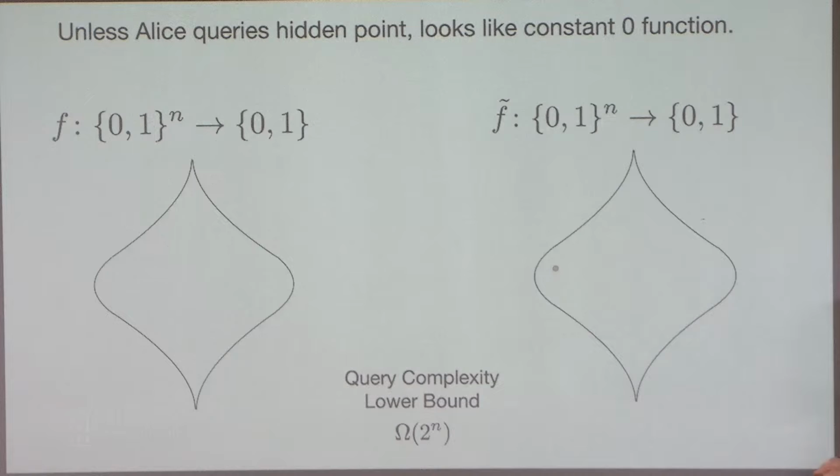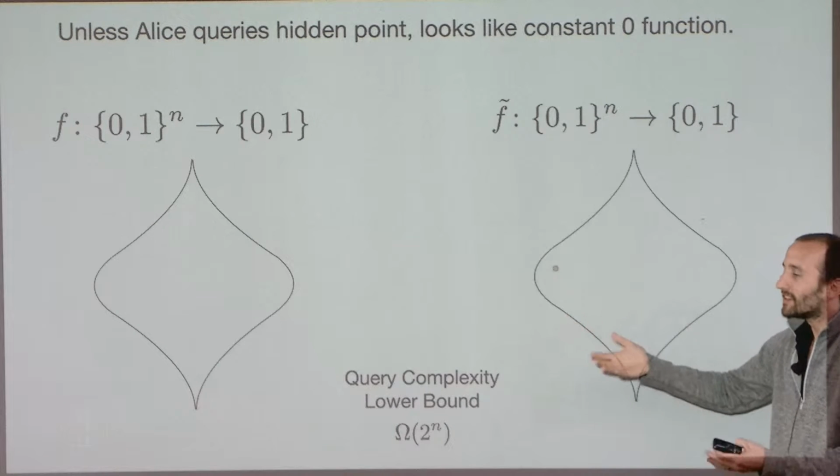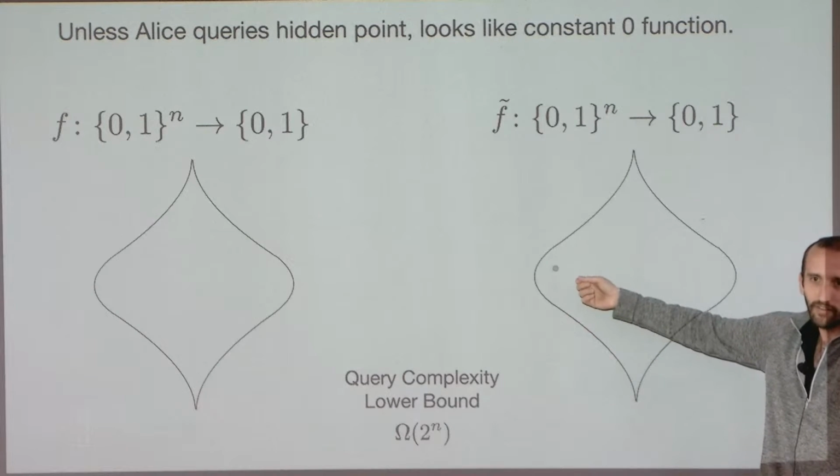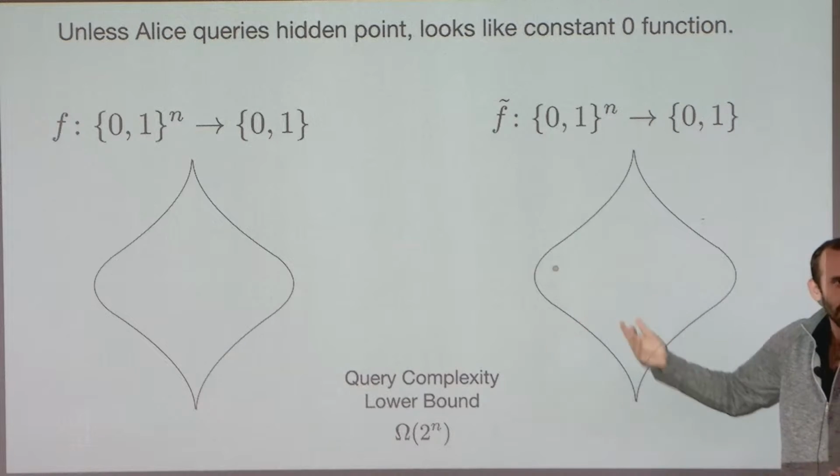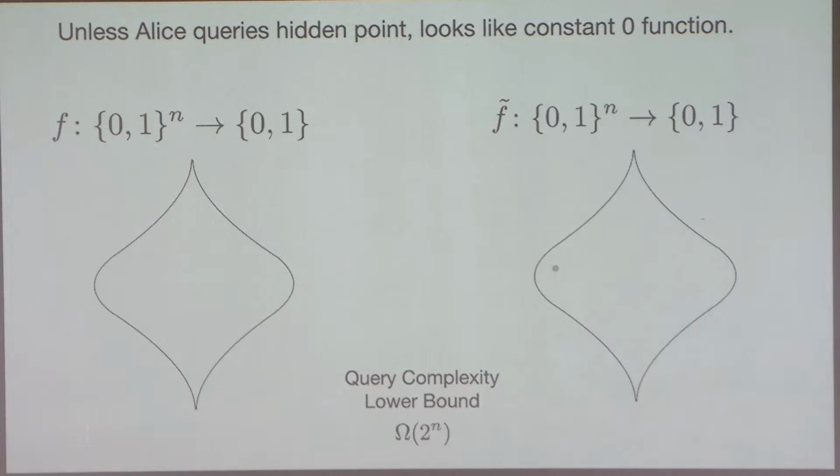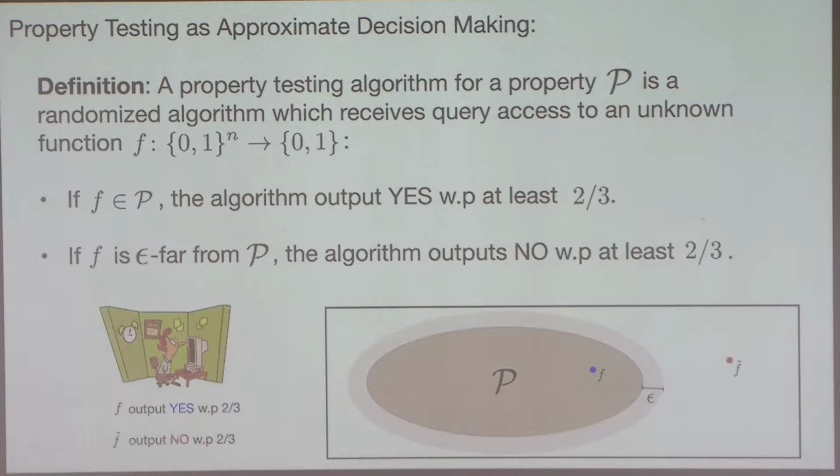We can't hope to be able to exactly determine whether a function is all zeros or there's a single one unless the query complexity is essentially such that she is very likely to find this hidden point. And that requires 2 to the n queries. So this really motivates the main definition of property testing as some form of approximate decision making.